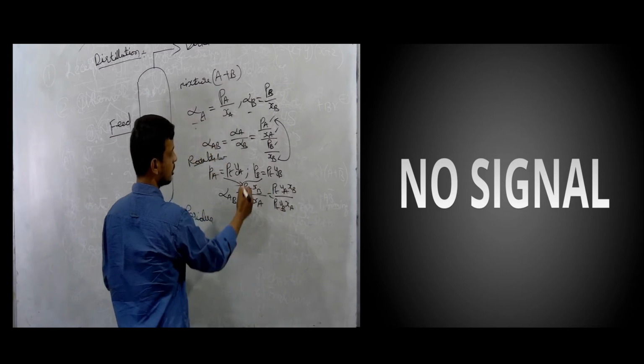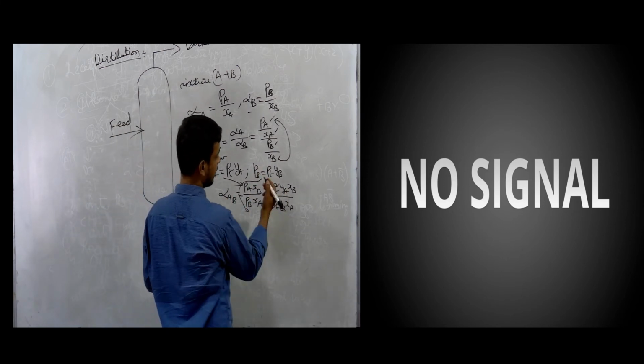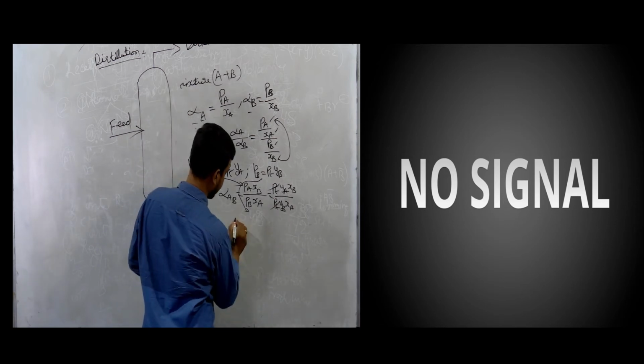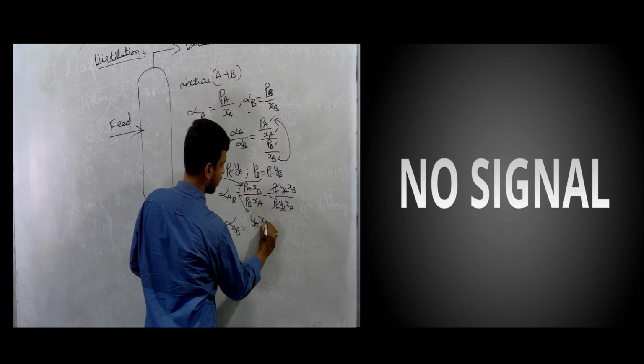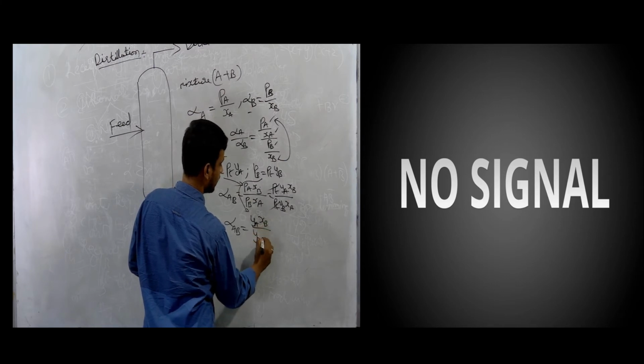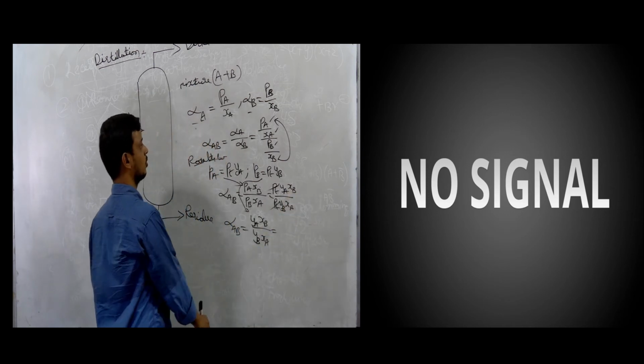So using this one we can cancel out the numerator and denominator PT. PT is nothing but total pressure. Then alpha AB, from the above equation, we can write as Ya into Xb divided by Yb into Xa. Then from the system properties, what are the system properties?